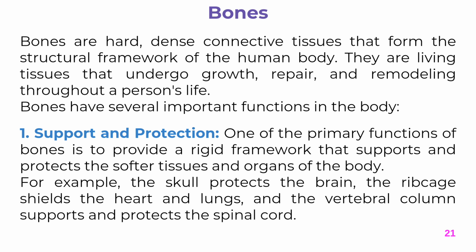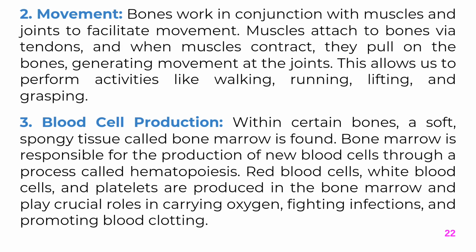For example, the skull protects the brain, the ribcage shields the heart and lungs, and the vertebral column supports and protects the spinal cord. 2. Movement. Bones work in conjunction with muscles and joints to facilitate movement. Muscles attach to bones via tendons, and when muscles contract, they pull on the bones, generating movement at the joints. This allows us to perform activities like walking, running, lifting, and grasping. 3. Blood cell production.